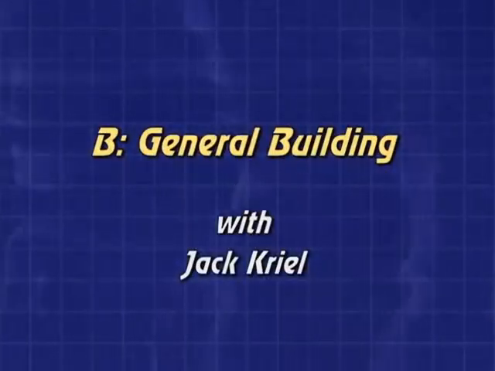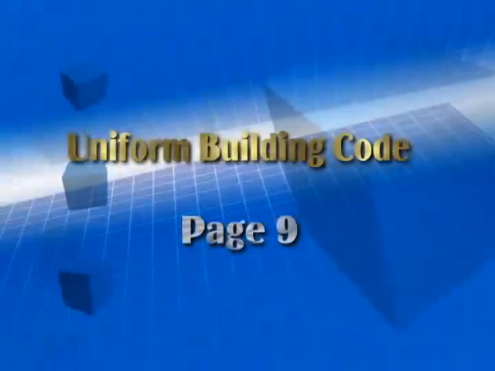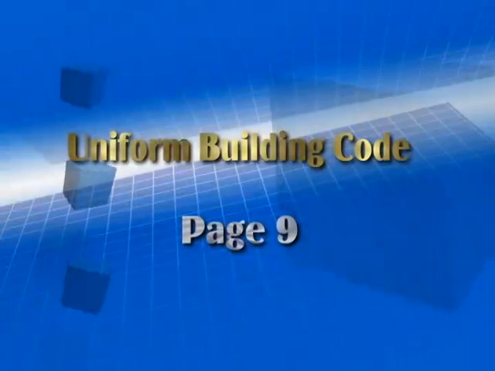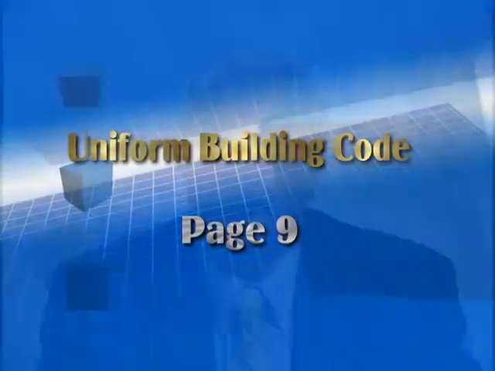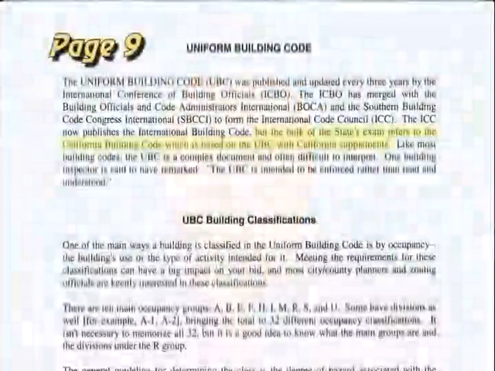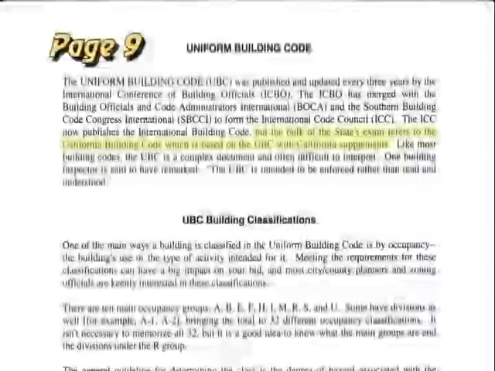We will begin with the Uniform Building Code located on page 9 of your trade manual. The Uniform Building Code. This first paragraph talks some history of mergers, but the main thing I want you to know starts at about halfway through. Now get your highlighter out and let's highlight: the bulk of the state's exam refers to the California Building Code, which is based on the UBC with California supplements.